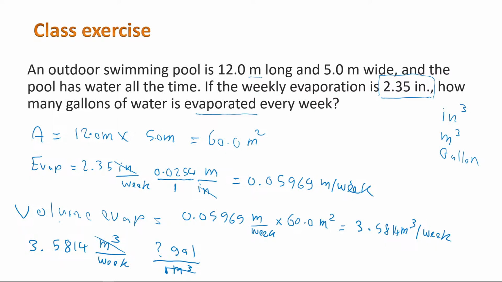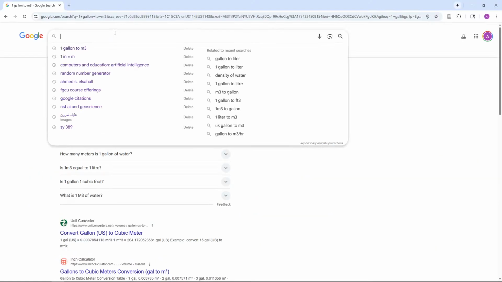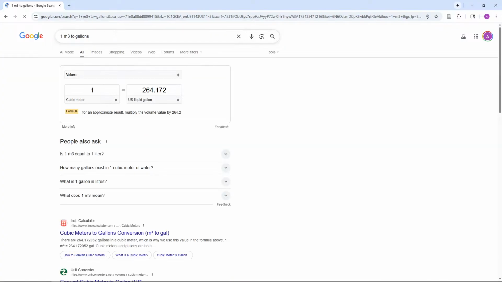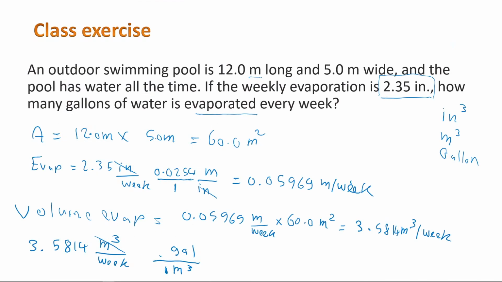One meter here will go away with one meter here, but gallons. So you go here, one meter cube to gallons. One meter cube has 264.172 gallons.